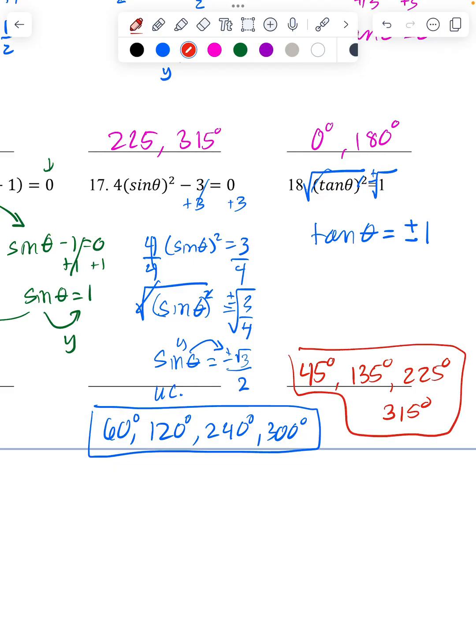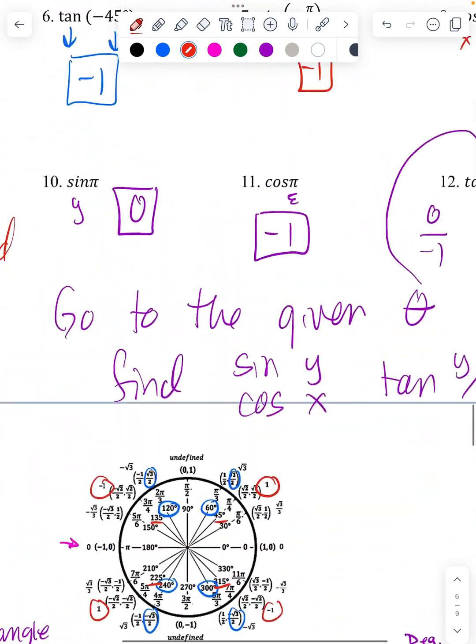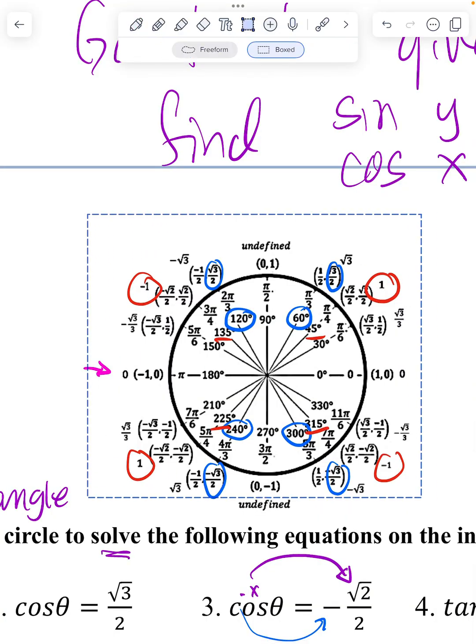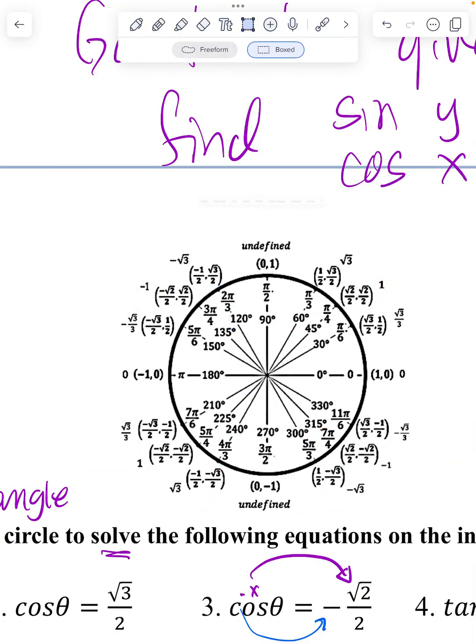So you don't really have to memorize the unit circle, but the faster you can find stuff, the easier it is to use it for the problems that we're going to do, like the solving.